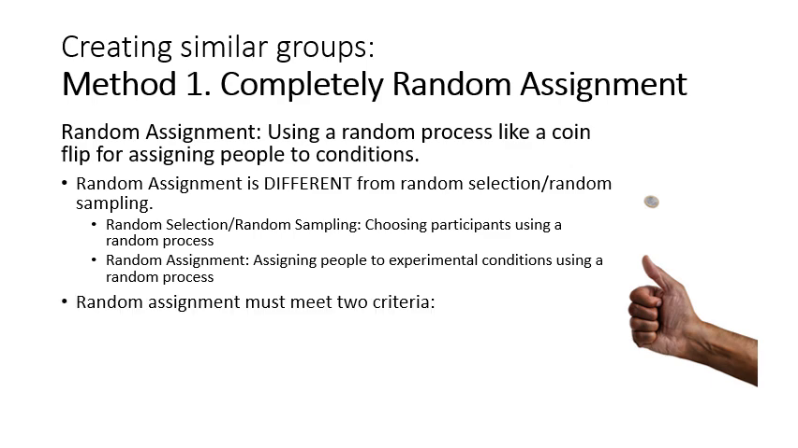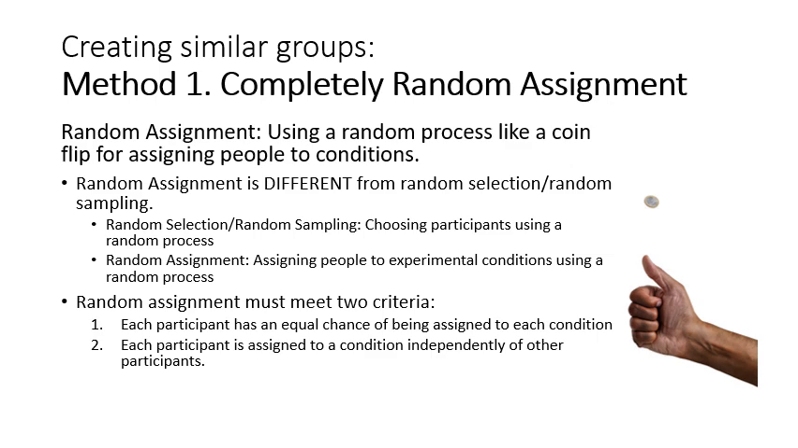So random assignment must meet 2 criteria. First of all, each participant must have an equal chance of being assigned to each condition. So there's nothing systematic, it's just random what condition a person gets. And secondly, each participant must be assigned to a condition independently of other participants. So you can't decide to put, say, a couple of friends in the same condition just because they're friends. Everyone has to be assigned independently.